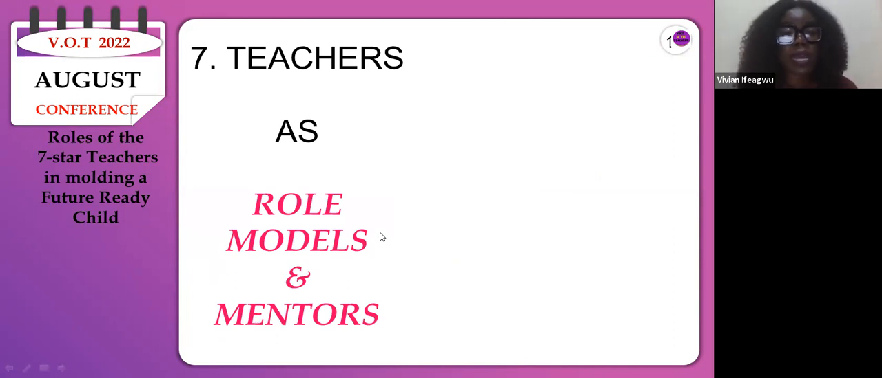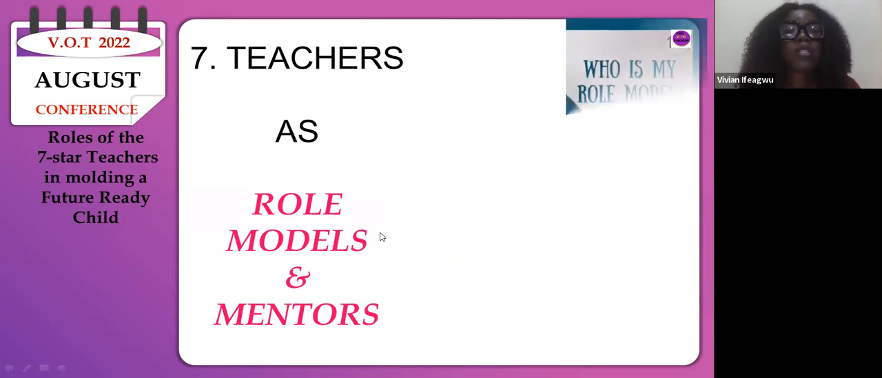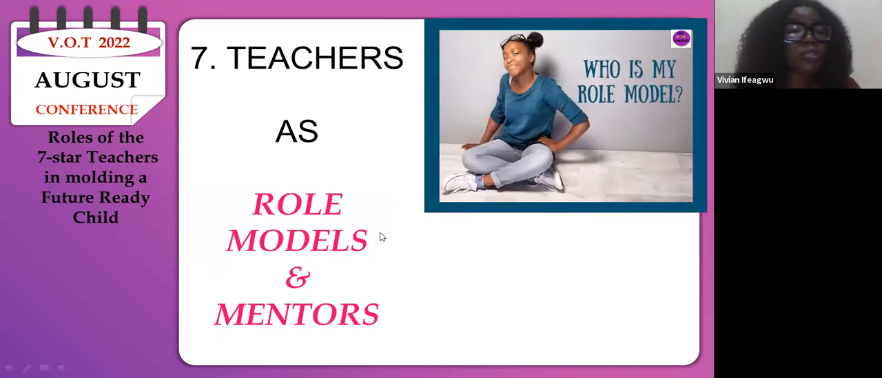Now, teachers as role models and mentors: there is a difference between role models and mentors, but I'm not going into that right now. It's all about us knowing that these children are looking up to us. Like I said earlier, they spend most of their time with us. It has been debated whether the amount of time spent in school and at home is equal, and some people said no, they spend more time in school than at home. But whichever way, my own view is that they spend time at home and they spend time in school.